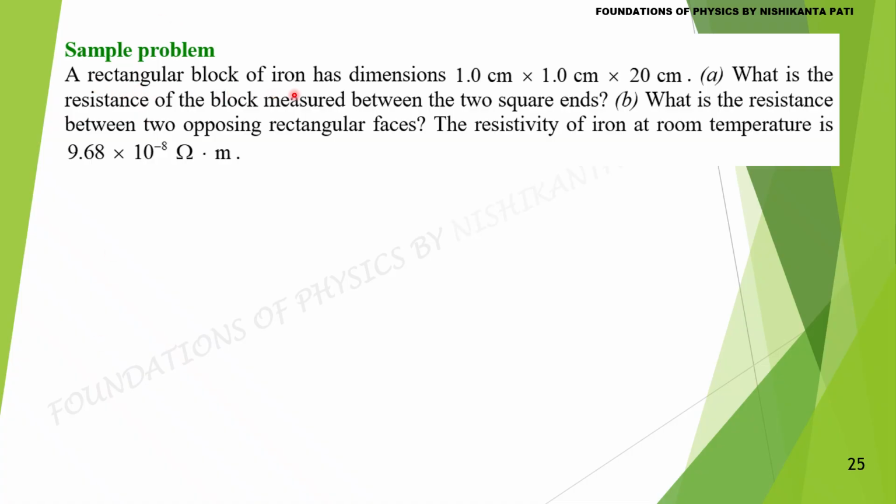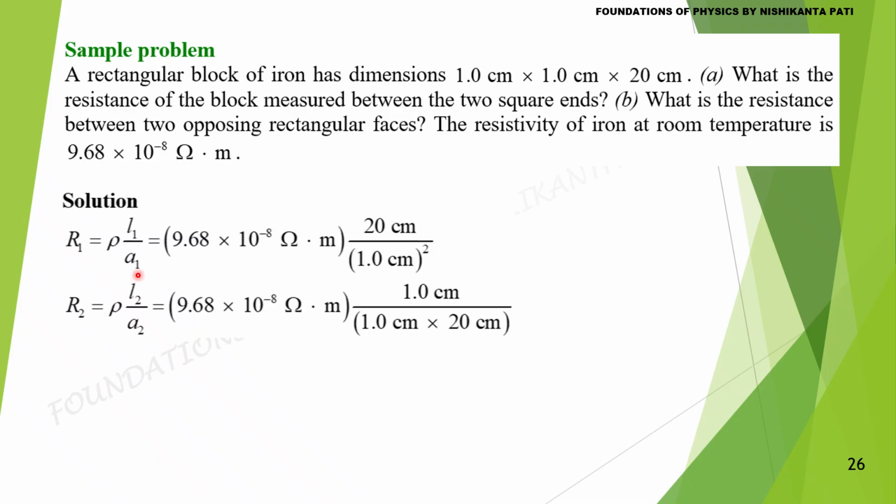A rectangular block of iron has dimensions 1 centimeter, 1 centimeter, 20 centimeter. What is the resistance of the block measured between the two square ends? What is the resistance between two opposing rectangular faces? The resistivity of iron at room temperature is given. Resistance is rho L by A.